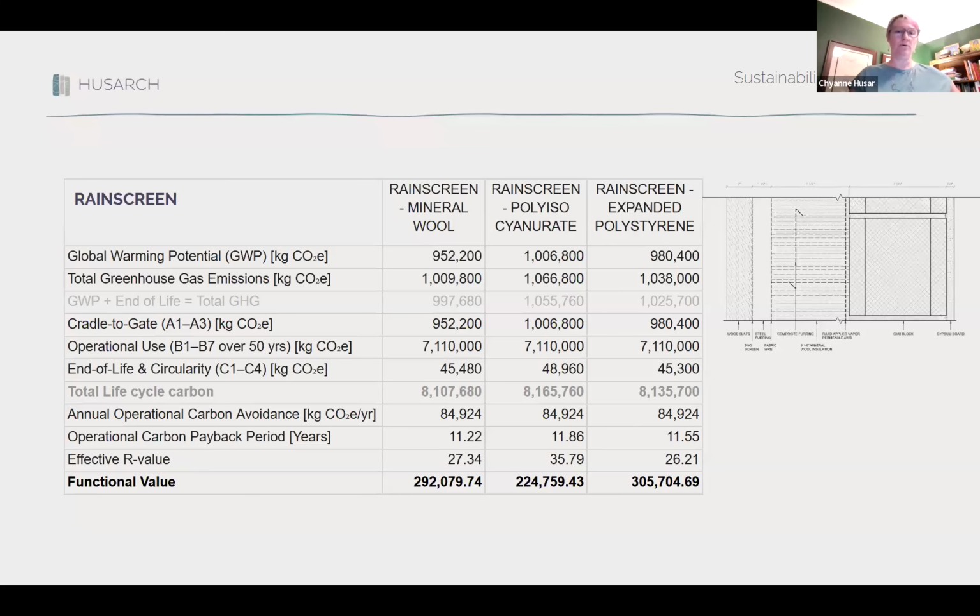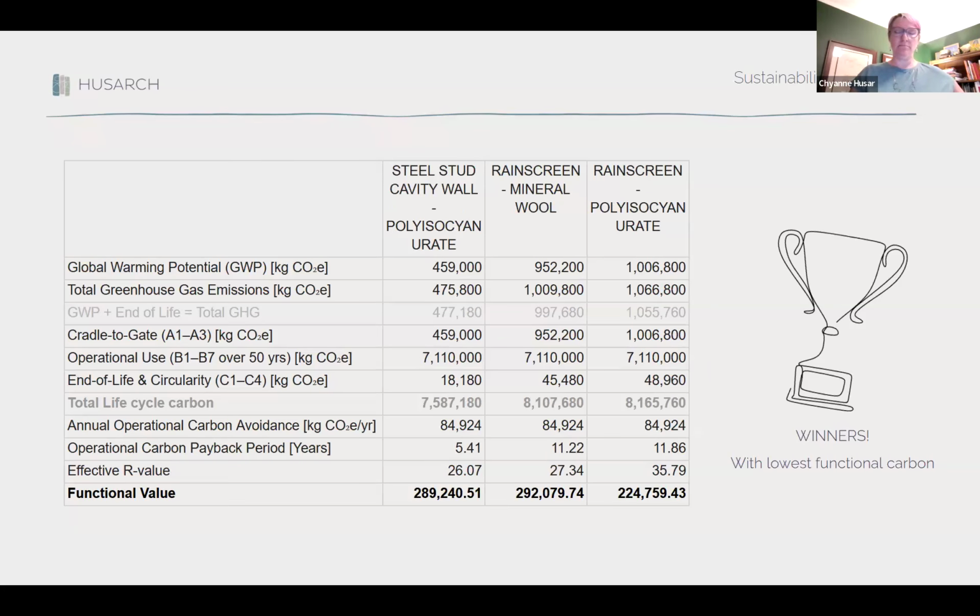But that really only accounts for the initial life cycle, like the initial creation periods of the carbon. So in order to really be able to compare apples to apples, and especially that impact of the operation of carbon, we need to be incorporating an effective R value. We then divide that total life cycle carbon by this effective R value to get a functional carbon level. And with that, we found that actually, surprisingly, both models of our rain screens were in the top 3 with this steel stud cavity wall using polyiso, kind of somewhere in the middle.